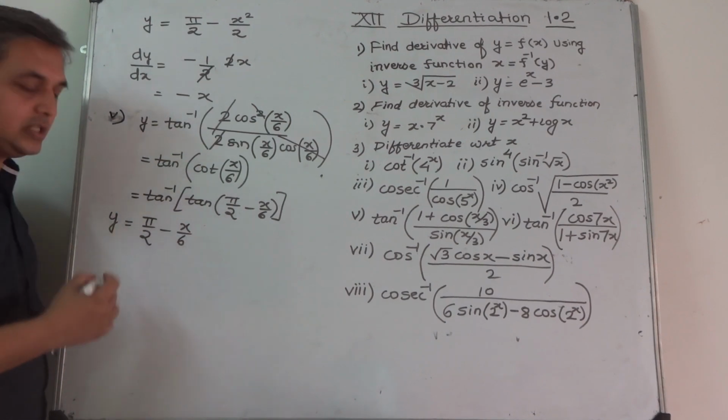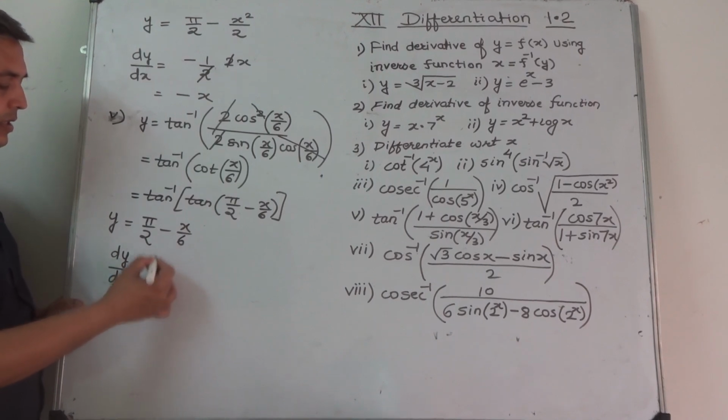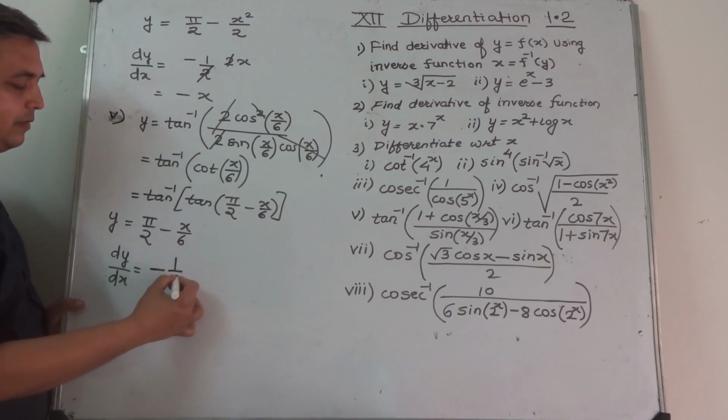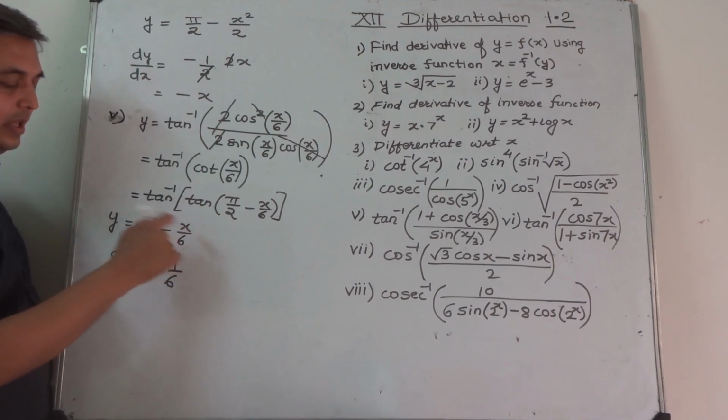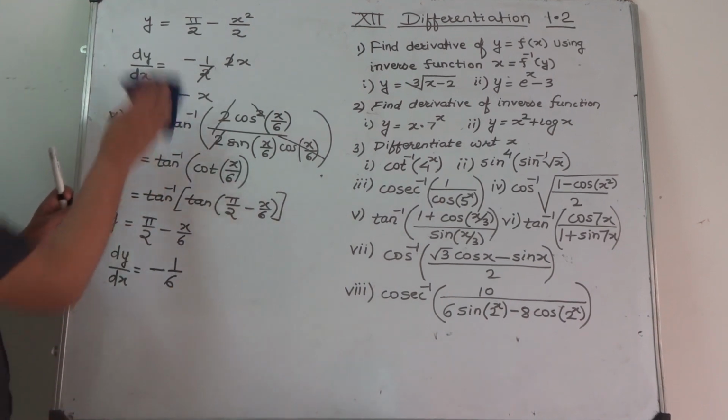Now we differentiate this with respect to x. So dy by dx is equal to 0, derivative of constant, minus 1 by 6 is a constant and derivative of x is 1. So this is the answer for the 5th question.